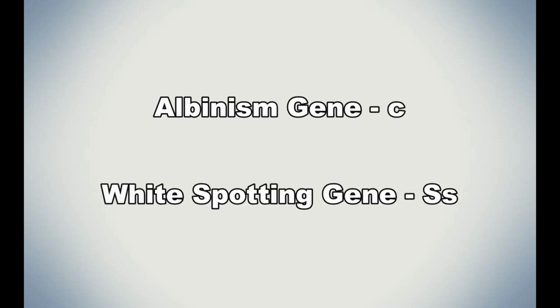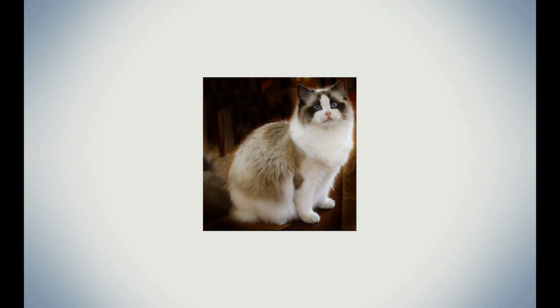Now, there are some breeds that combine color pointing with the white spotting gene. Since the genes in white spotting and albinism are different, they're able to coincide and work with each other. Many ragdoll breeds carry both these genes.